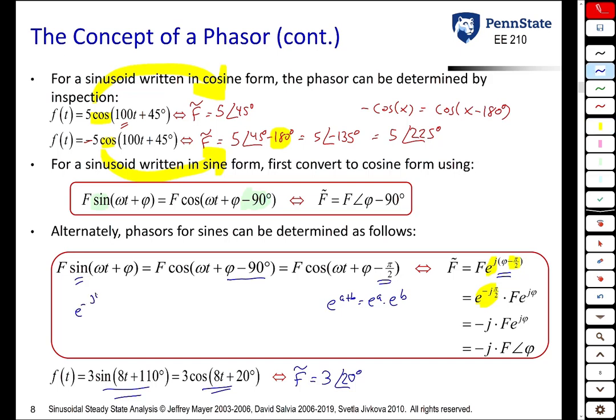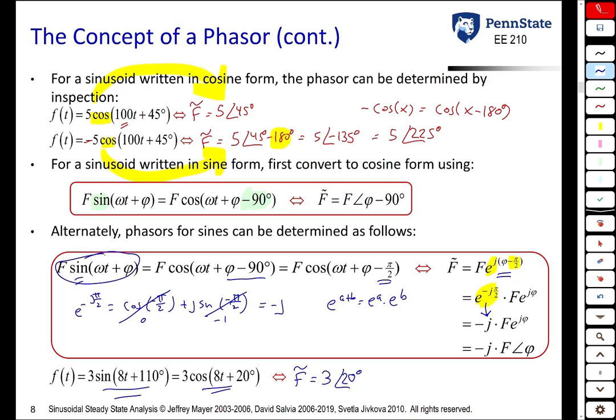There's another important property of complex numbers. e to the minus j pi over 2 from Euler's identity is cosine of minus pi over 2 plus j sine of minus pi over 2. Minus pi over 2 is the same as minus 90 degrees. Cosine of minus 90 degrees is 0. Sine of minus 90 degrees is negative 1. So we get this important property, e to the minus j pi over 2 is the same as minus j. This gives us this alternate way to deal with sines.